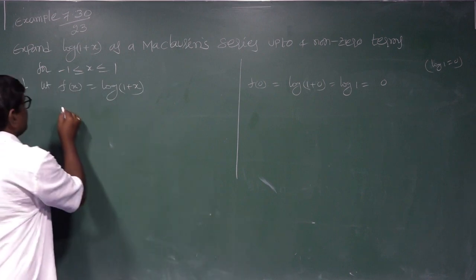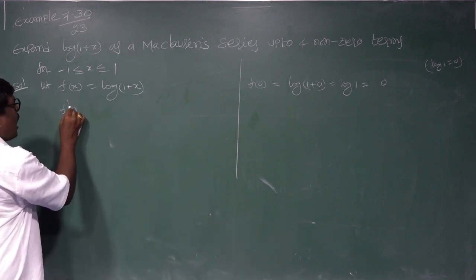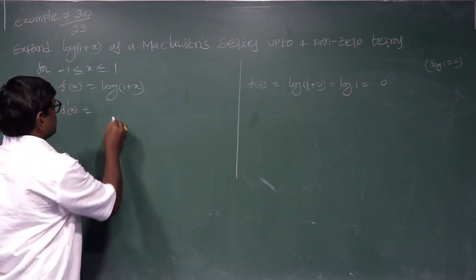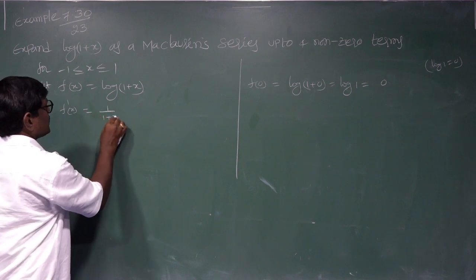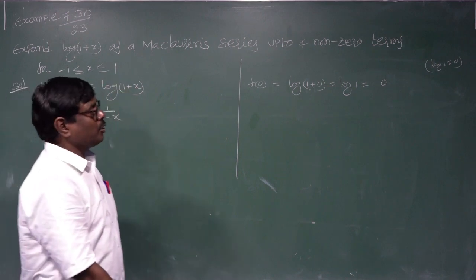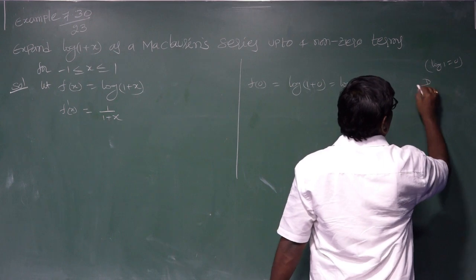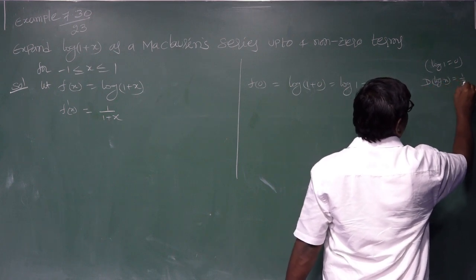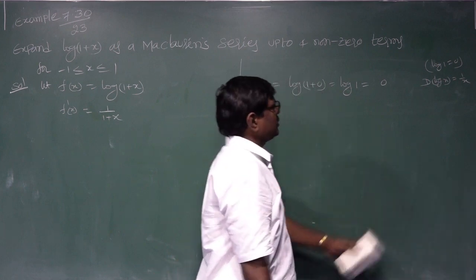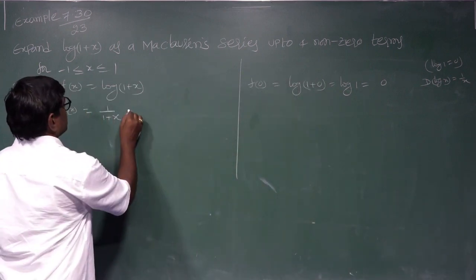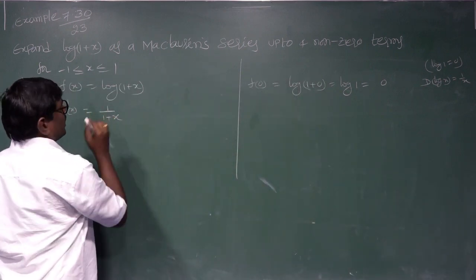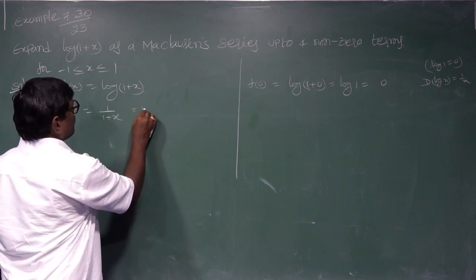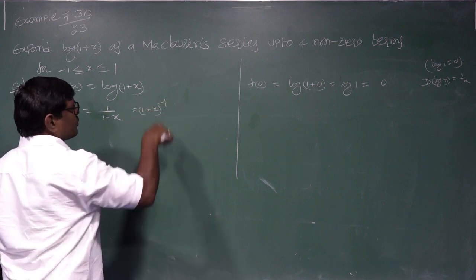Next, the first derivative f dash: the derivative of log x is 1 by x, so here it is 1 by 1 plus x. Any doubts? The formula is that the derivative of log x is 1 by x, which is 1 by (1 plus x), that is, (1 plus x) whole power of minus 1.